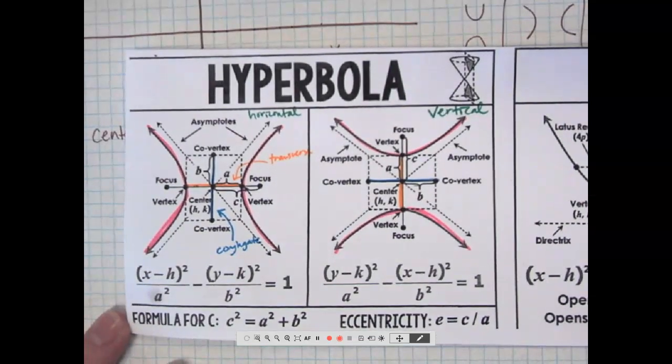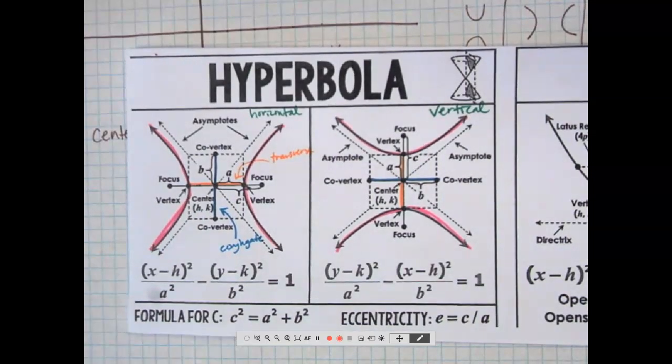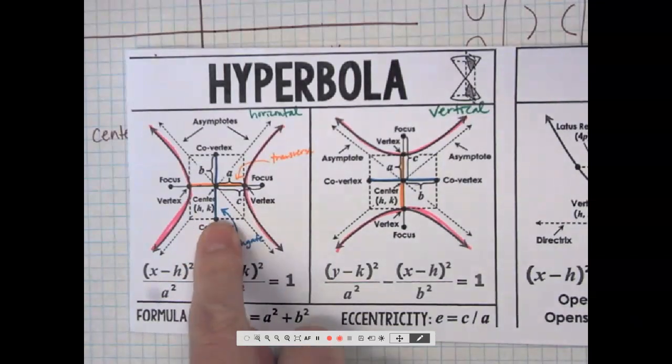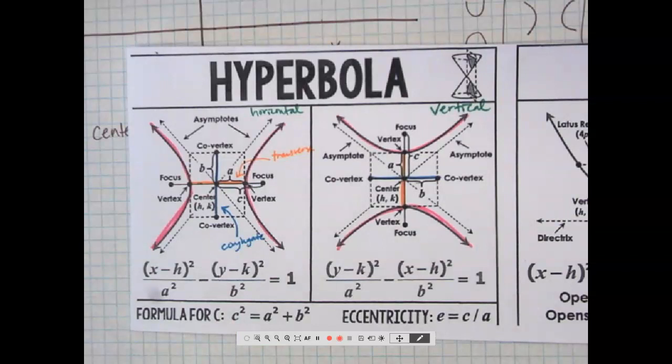Alex, question? Wait, so on vertical, the orange is the transverse. Uh-huh. Wait, no. It's the orange on both. Uh-huh. I didn't realize they were different. Okay, anything else before we go on to the next one?